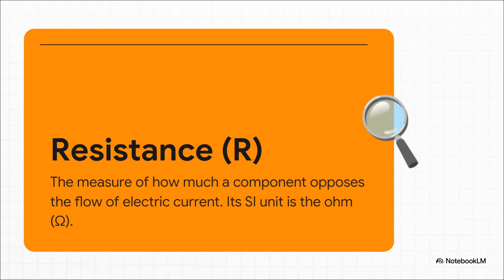And rounding out our big three is resistance. In any circuit, there are things that try to slow that current down. Resistance is basically electrical friction. The more resistance you have, the tougher it is for that current to get through. We measure this in ohms.